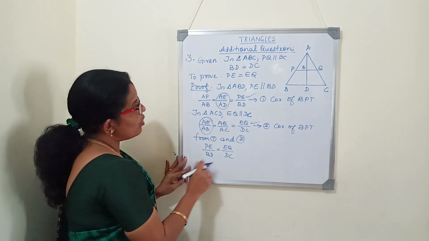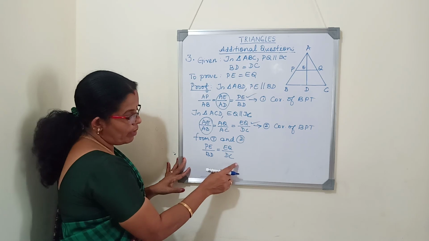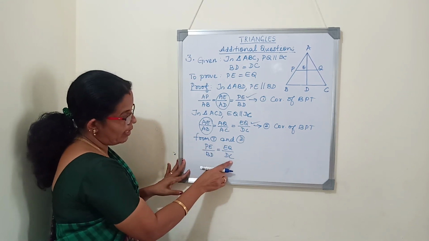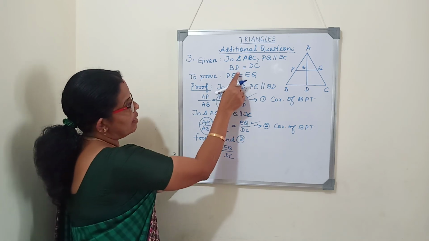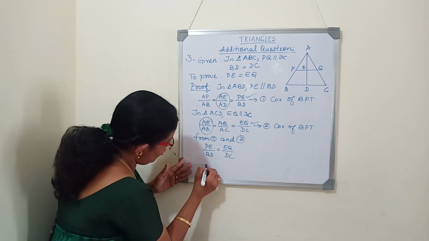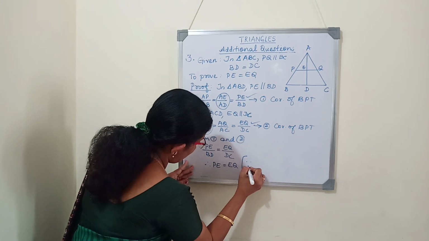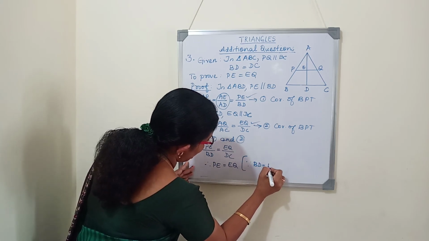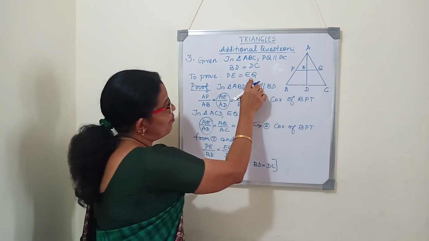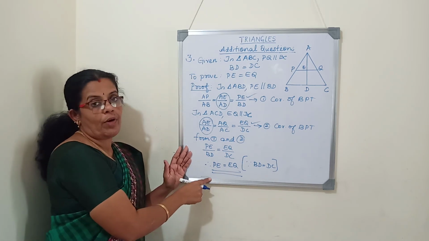So here how can we say PE is equal to EQ? In two fractions, if the denominators are equal, we can say the numerators are equal, or if the numerators are equal, we can say the denominators are equal. Here it is already given BD is equal to DC. So the denominators are equal. Therefore PE is equal to EQ. The reason we can write: BD is equal to DC, it is given. So we proved PE is equal to EQ. This sum and the previous sum, both questions were asked in the 2015 final exam paper.